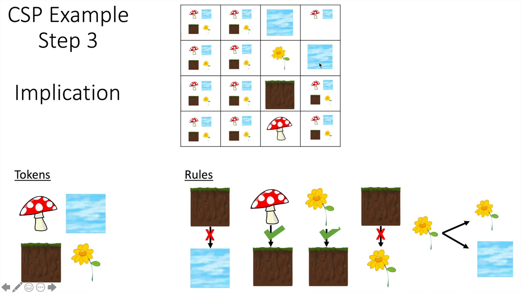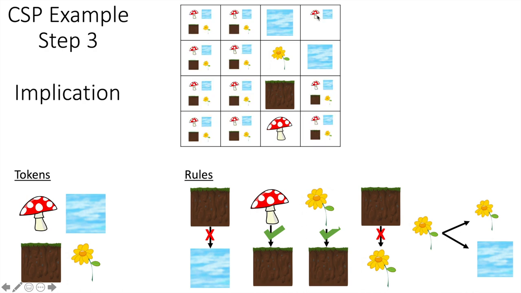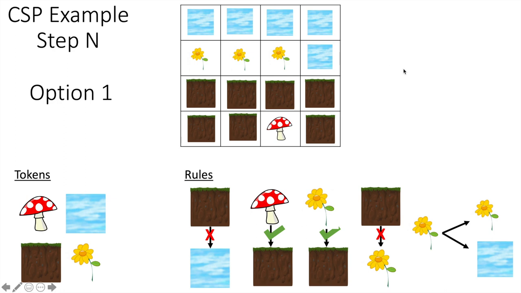beneath the... Oh, I've made a mistake here. This is why we have computers do this, right? So we can't have flowers here because flowers have to be above the ground, and we can't have a mushroom here either because mushrooms have to be above the ground. So that actually should be a sky as well. So let's look at a final state, a final valid state here.